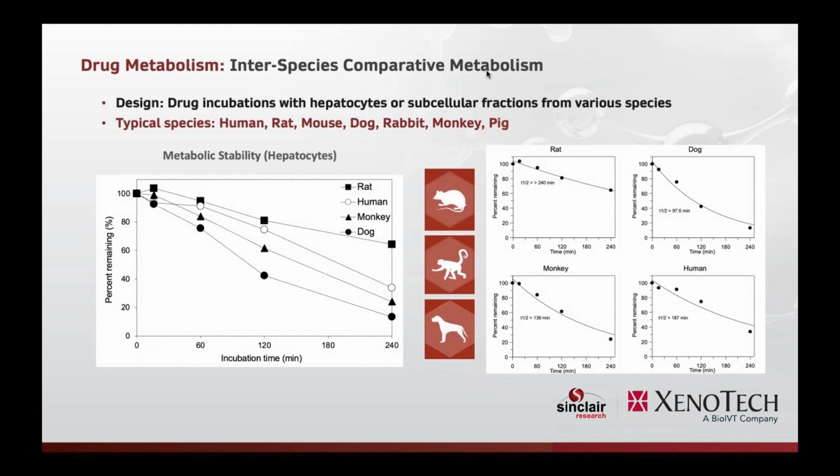And here's some example data from a study that was done comparing rat, dog, monkey, and human. All these plots are the same, where the y-axis is the percent of the drug that's remaining, plotted as a function of time, which is on the x-axis. And in this example, you can see that rat and monkey are most comparable to human when it comes to their half-life and intrinsic clearance, where dog has a much faster loss rate or clearance of the drug in question here. So in this case, using this data, you might start to consider rat and monkey for the non-clinical tox species.